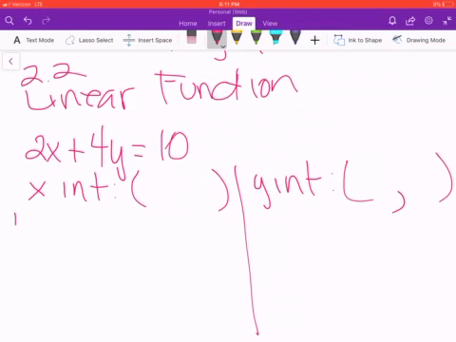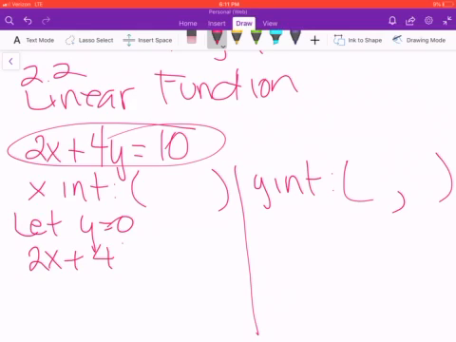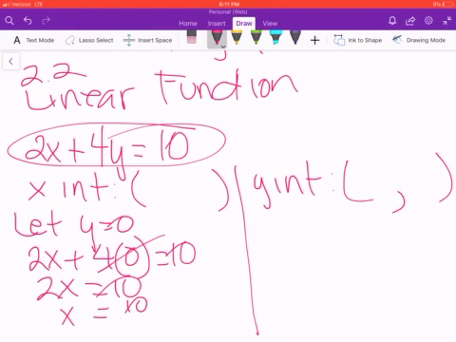So what you need to do to find the x-intercept, you need to let y equal 0 and then substitute into the original equation, which is this one here. You substitute the 0 there, and then you solve for x. So in this case, it will be 2x equals 10. So then x is equal to 10 divided by 2, which is 5. So then we know that the x-intercept will be at (5, 0).